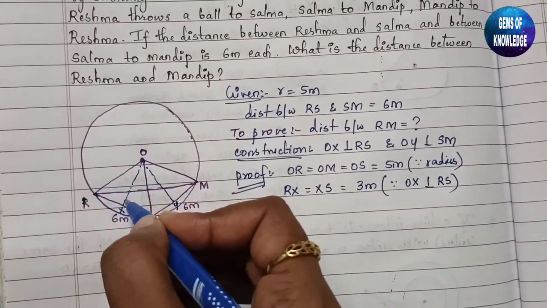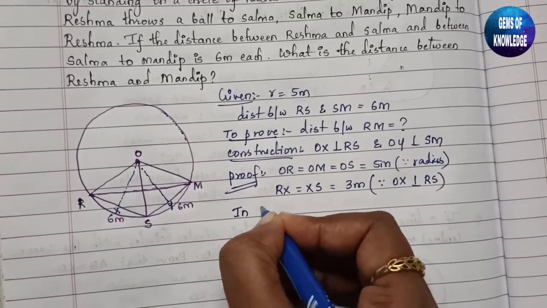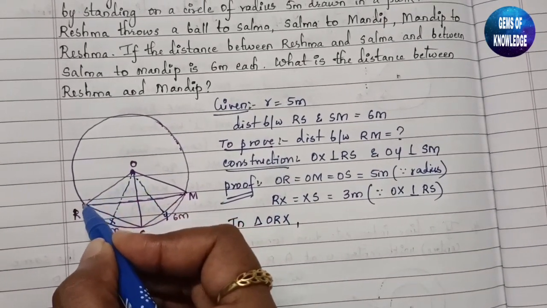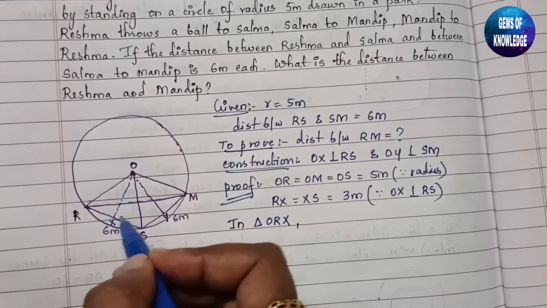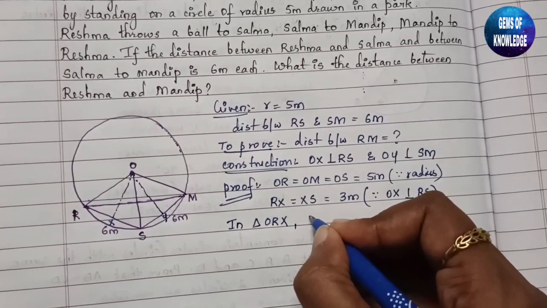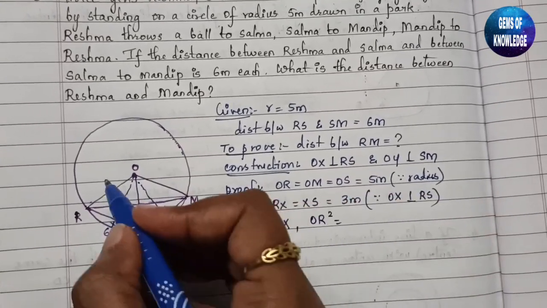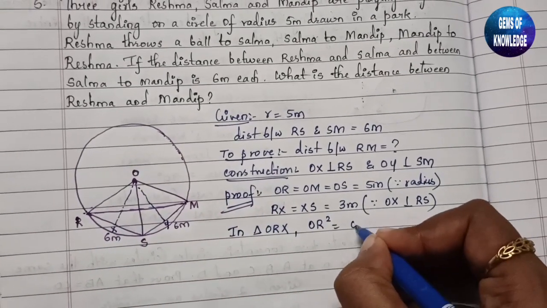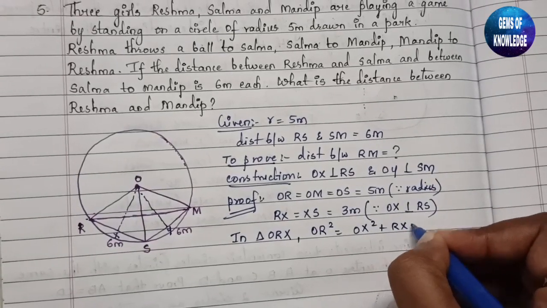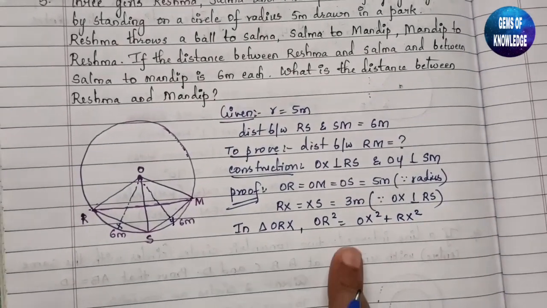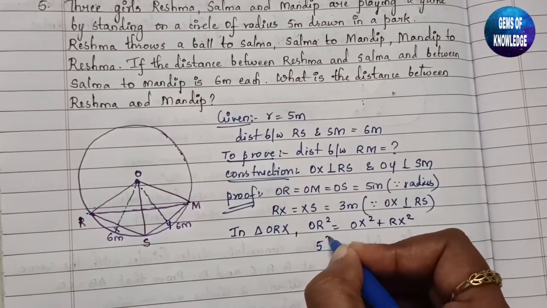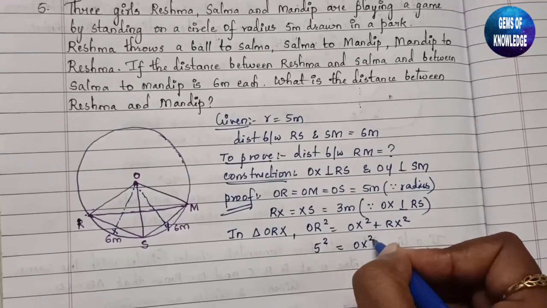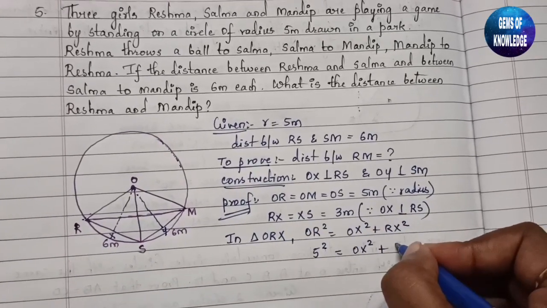In triangle ORX, we know the OR value, we know the RX value, and we have to find the value of OX. So this is according to Pythagoras theorem. OR square, this is the hypotenuse side, is equal to the sum of the squares of the other two sides. So OR square equals OX square plus RX square. OR is 5 meter, so 5 square. OX we don't know, we'll keep it as OX square, plus RX, which we came to know is 3, square.